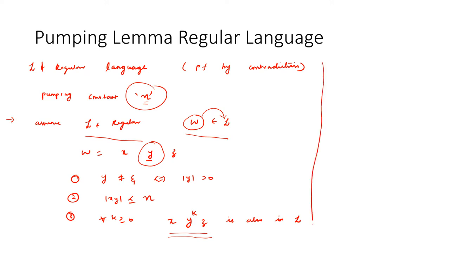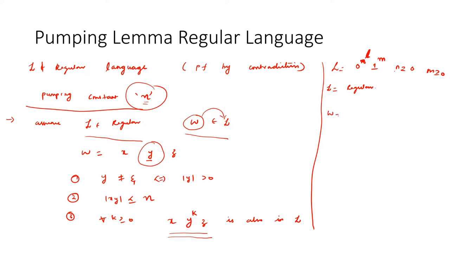Now, for example, let us take 0 power n, 1 power n. So we know that this language is regular. n greater than or equal to 0, m greater than or equal to 0. Okay, we know that L is regular. Let me propose a partition scheme. So maybe to avoid ambiguity, for the rest of the examples, let us preserve the symbol n for pumping constant only. So this I will make it L.